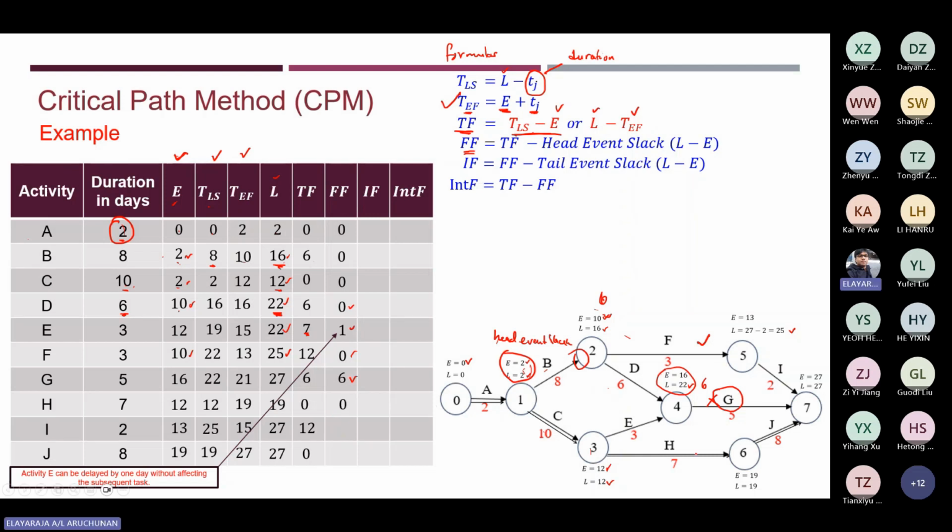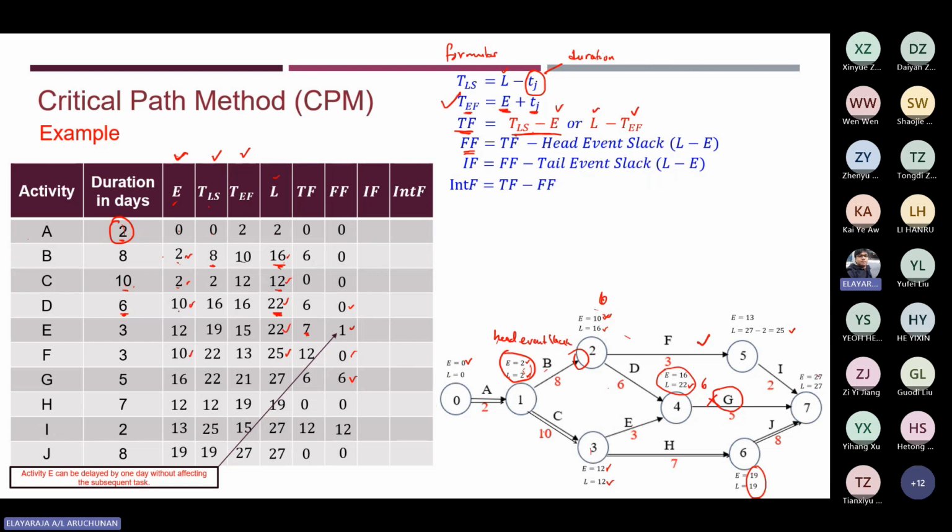Again, for activity I, it's like that, so you have to do the same thing. You see that your total float is 0, and your head event slack is also 0. 90 minus that is 0. So 0 minus 0 is 0. Same thing, you can delay for 12 days and it will not affect the activities. And the other way around, since it's the last activity, it will not affect anything even if you delay activity I for 12 days.